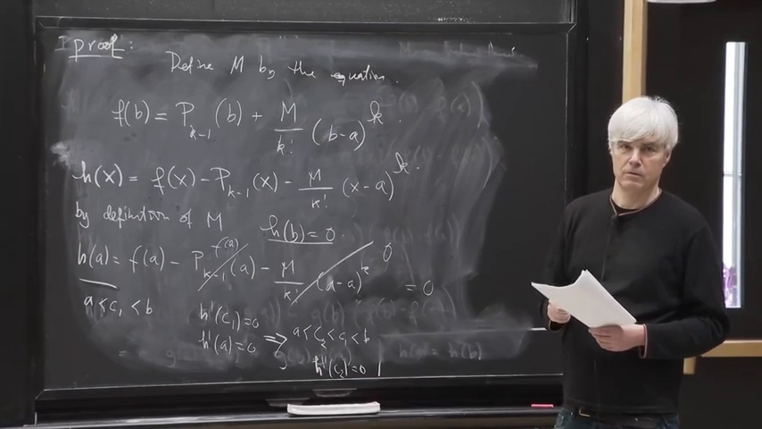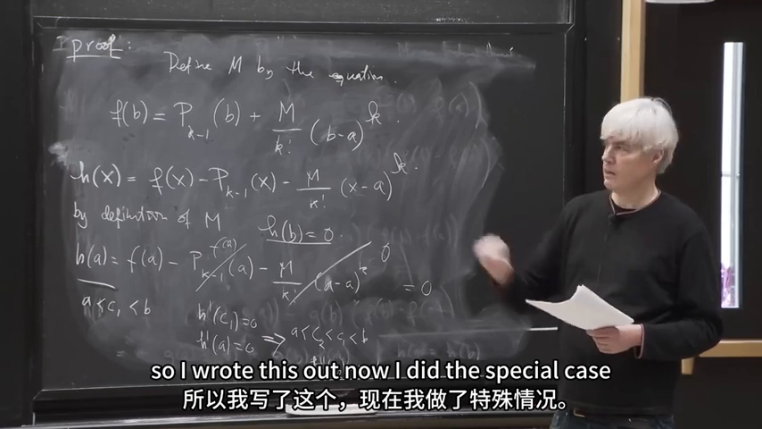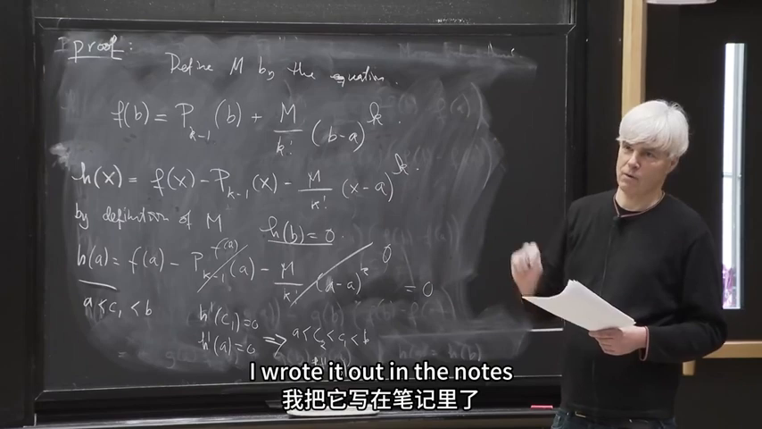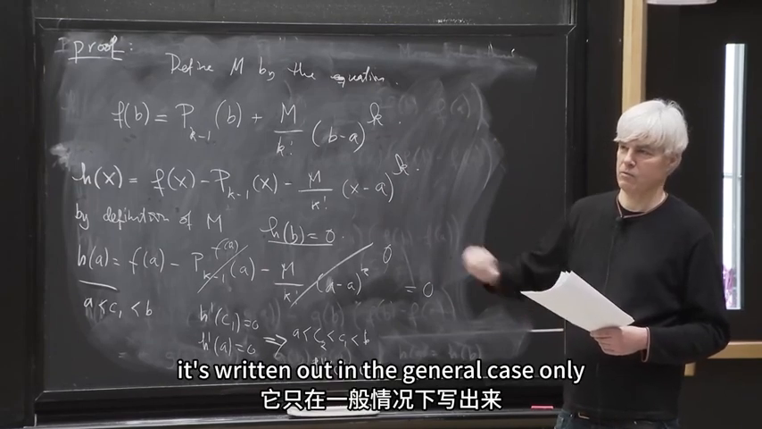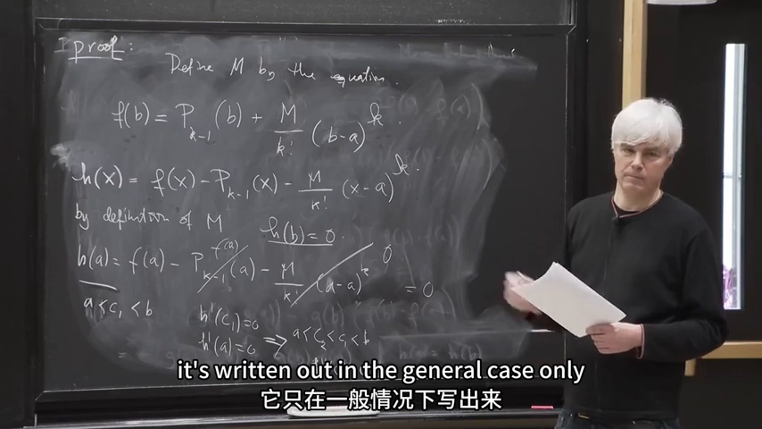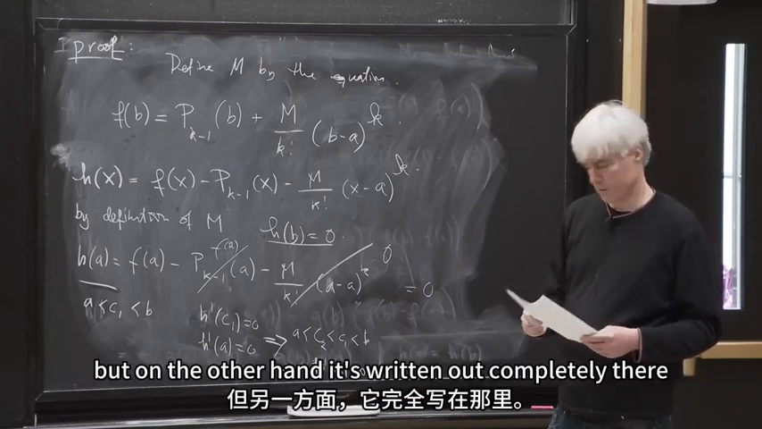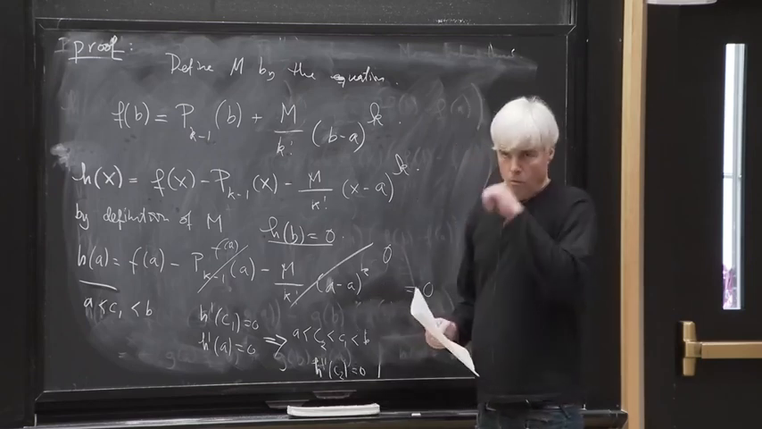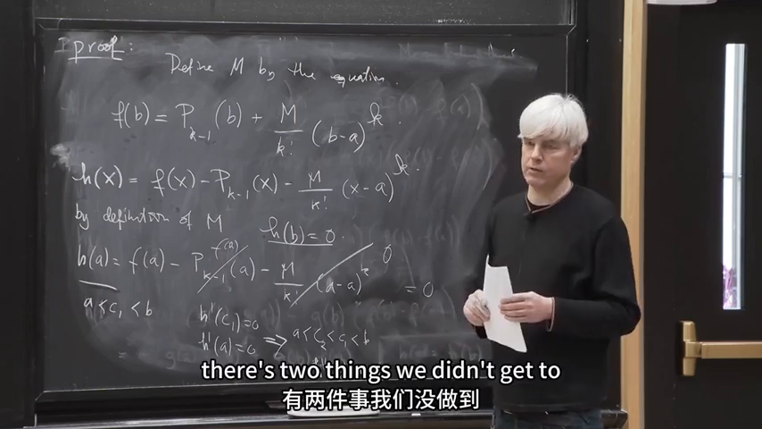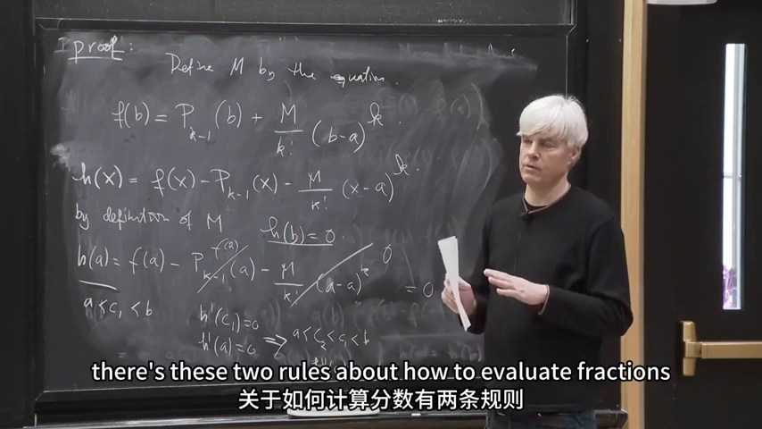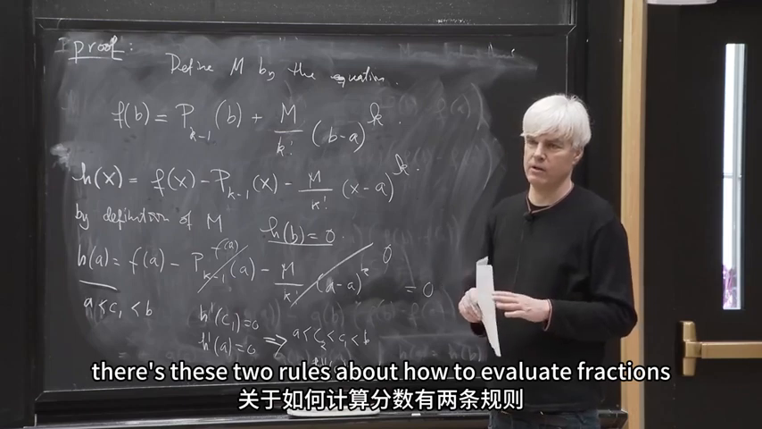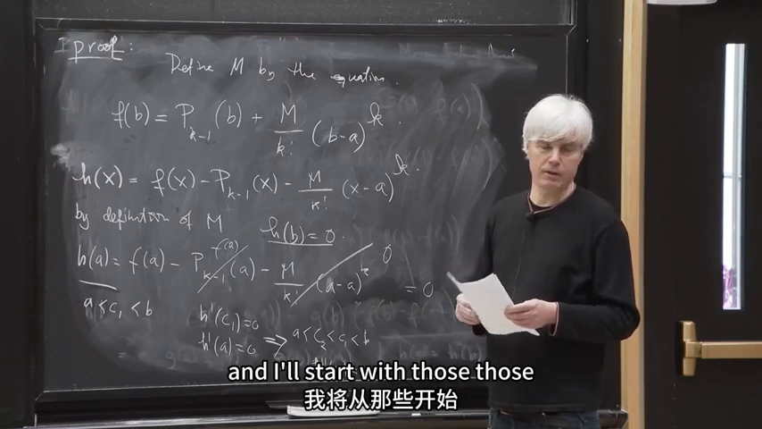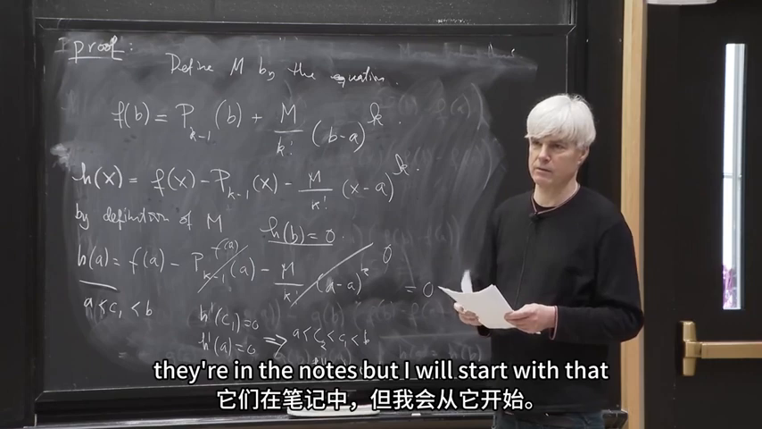Okay. So I wrote this out. I did the special case and tried to explain it here. It's written out in the notes in the general case only, but on the other hand, it's written out completely there. Any questions? There are two things we didn't get to. There are these two rules about how to evaluate fractions. That uses the Cauchy mean value theorem, and I'll start with those. They're in the notes, but I would start with that next time.